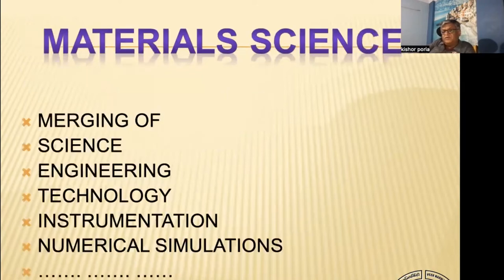Now, when we look at material science, we can see that it is the merging of science, engineering, technology, instrumentation, and numerical simulation. So most branches of engineering may be used for the development of newer material for the newer world.